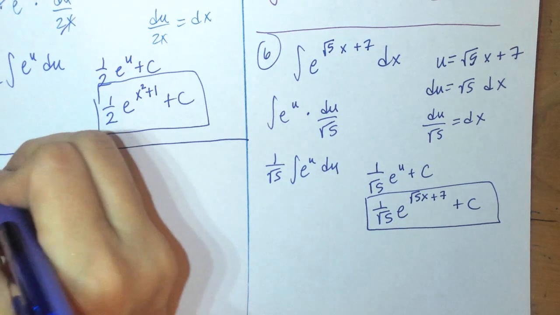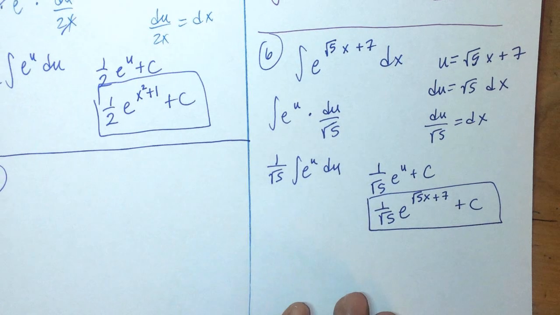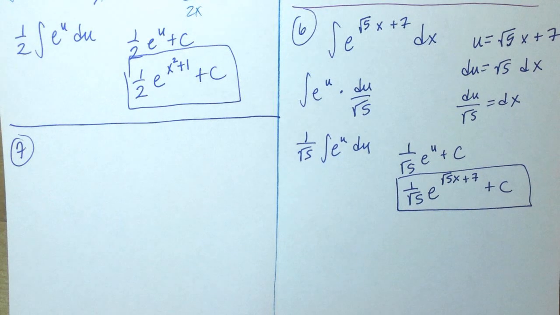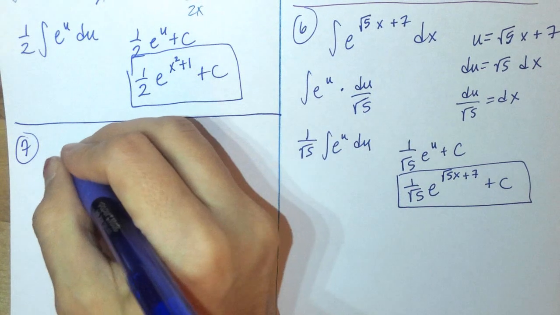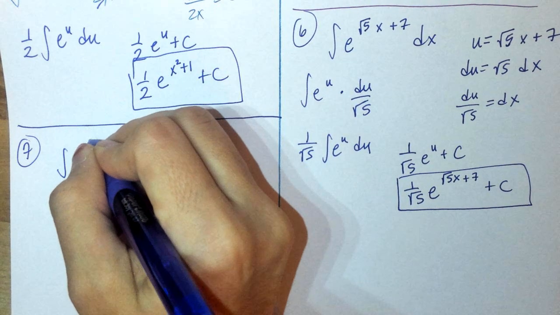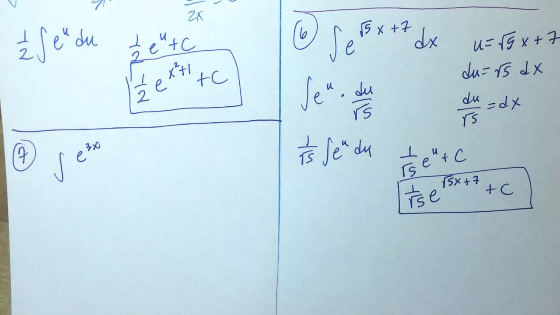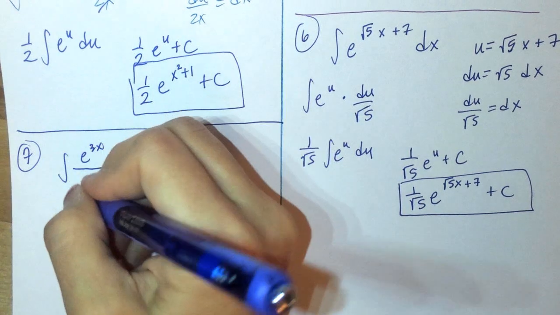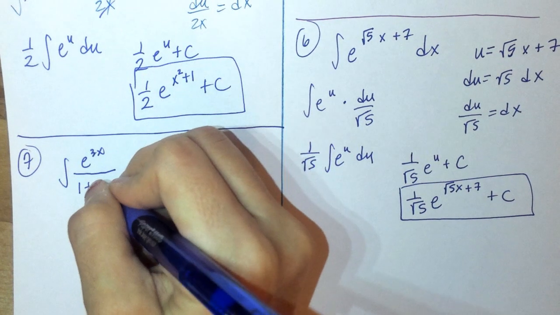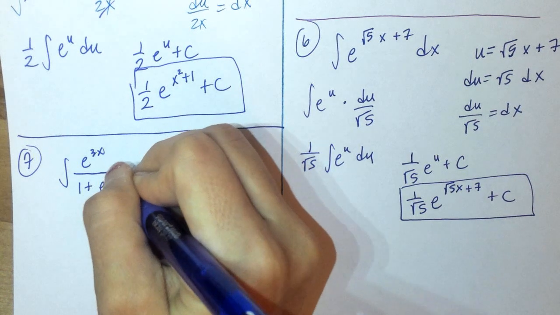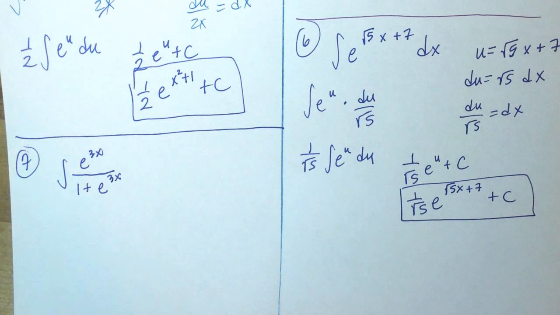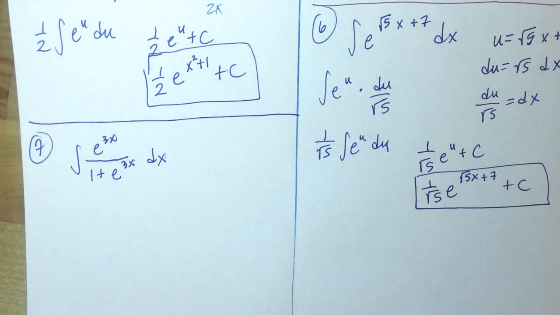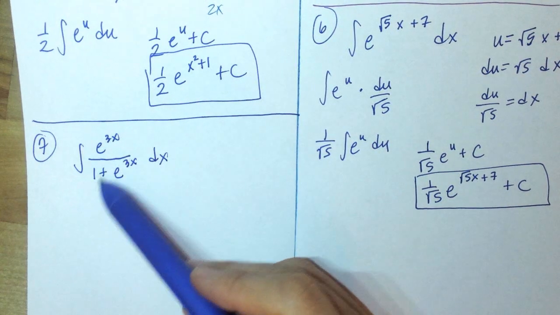All right, let's look at number 7. So I have the integral of e to the 3x divided by 1 plus e to the 3x. Now this is not an I heart math. Do you guys see the difference between this one? Right? Because here, this would be an I hate math.